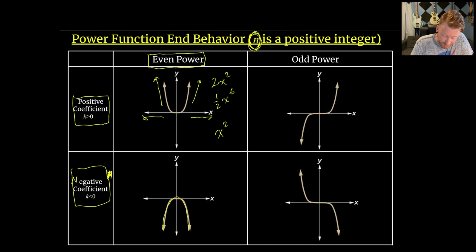But here we see that as x heads to negative infinity, f of x goes to negative infinity, and as x goes to positive infinity, f of x also goes to negative infinity. So it's just that same situation flipped upside down.